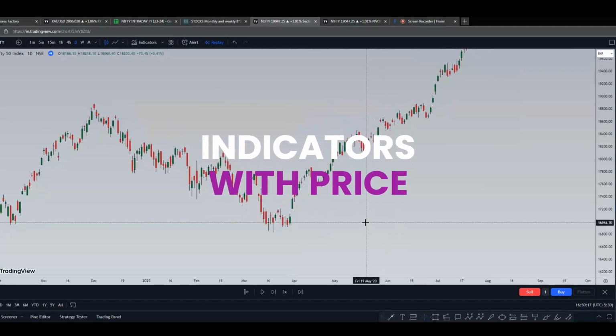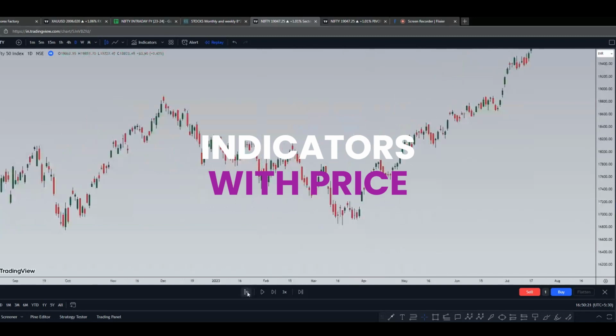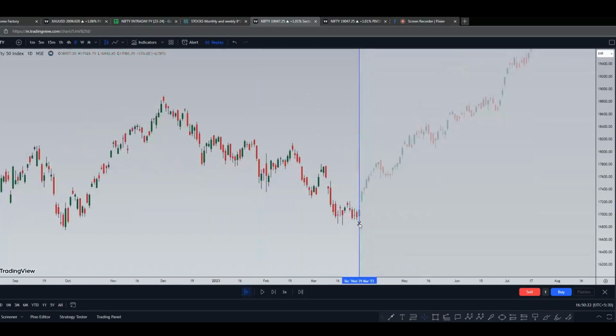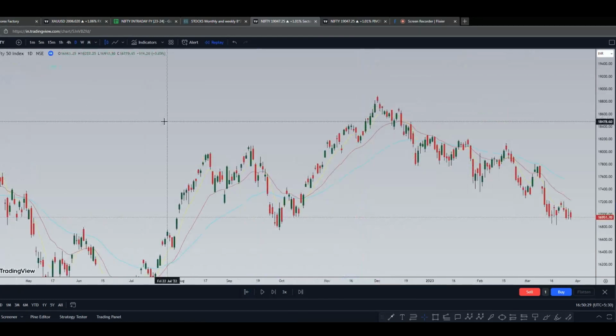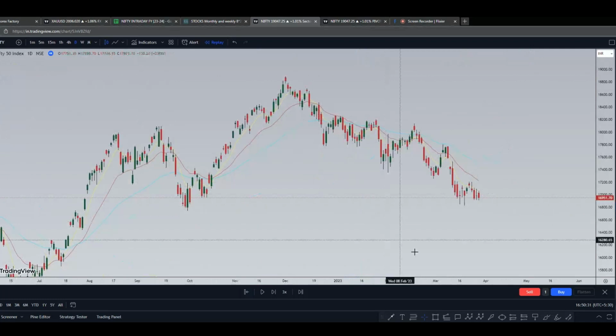For simplicity, I'll just be using moving averages here. I'll quickly go to the replay bar and cut down the chart, and then I'll apply some indicators, that is some exponential moving averages. Three moving averages is what I'm using here: the 8, 21, and 50 moving averages.